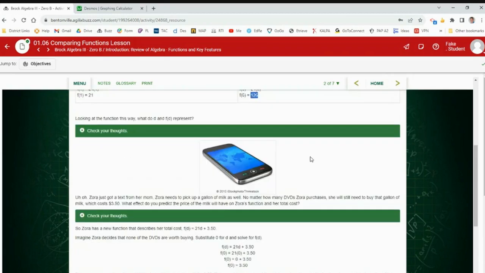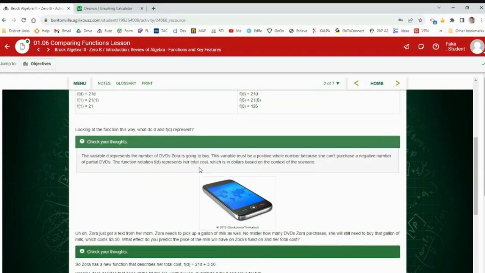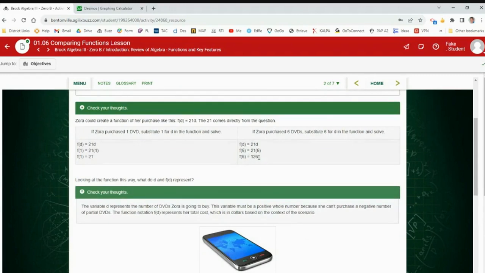Simple function. So what do D and f of D represent? Right? D is the number of DVDs she's going to buy, and f of D is the total cost. That's the dollars she's going to need. So 126.